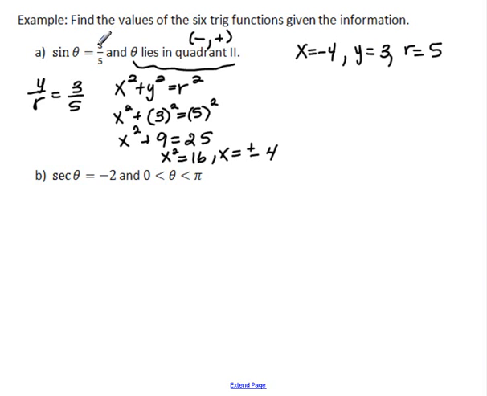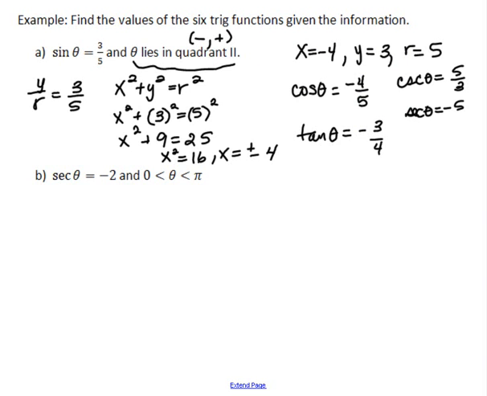So we knew sine theta was 3 over 5. Well, cosine theta would be what? X over r, which is negative 4 over 5. Tangent of theta is equal to y over x, or sine over cosine, which is 3 over negative 4, or negative 3/4. And then we have the reciprocal of sine, which is cosecant. So cosecant of theta is going to be 5/3. The reciprocal of cosine is secant of theta, which is negative 5 over 4. And lastly, cotangent of theta would be negative 4 over 3.